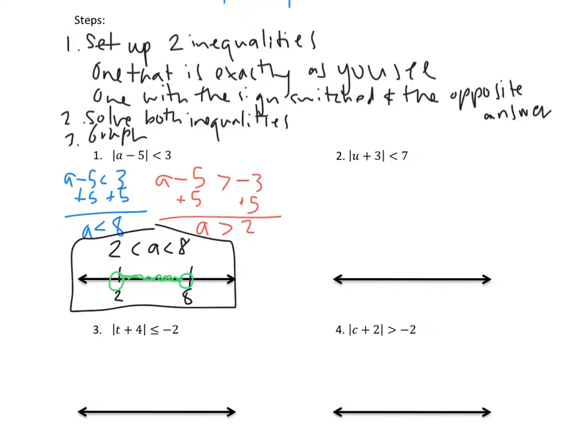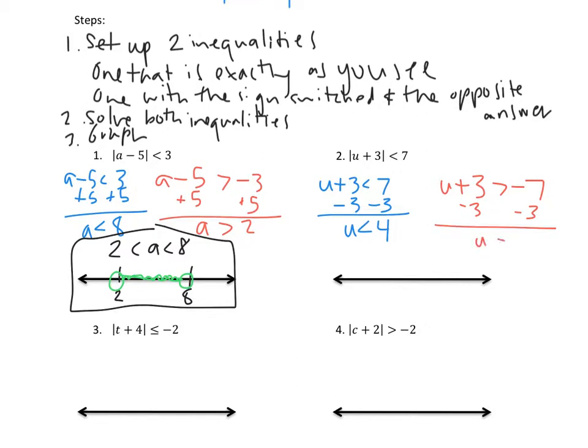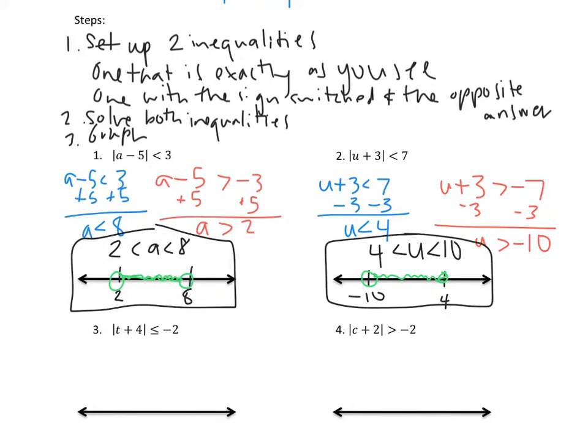Okay, for the second example, I'll write u plus 3 is less than 7, and the other will be u plus 3 is greater than negative 7. I'll go ahead and solve these two inequalities. Get u is less than 4, and then get u is greater than negative 10. So if I were to graph these, I would have negative 10 here, 4 there, and I want everything less than 4. So I'll shade this way, but then greater than negative 10. So again, we have an and statement here. So u is less than 4, but u is greater than negative 10. So that would be my final answer for number 2.